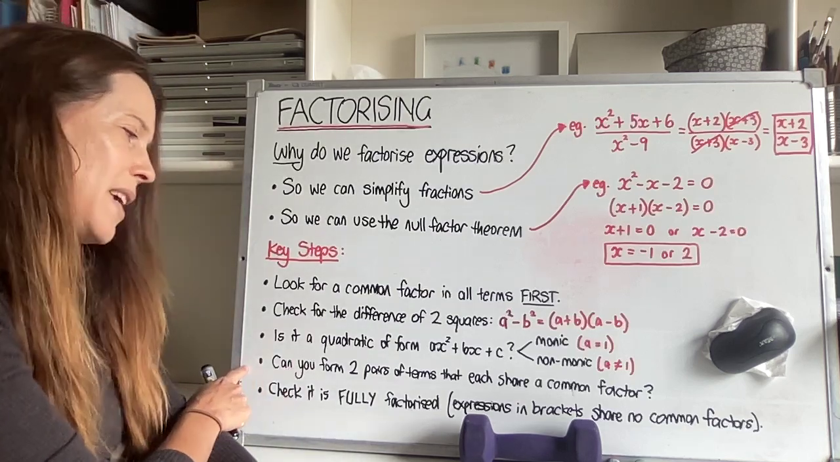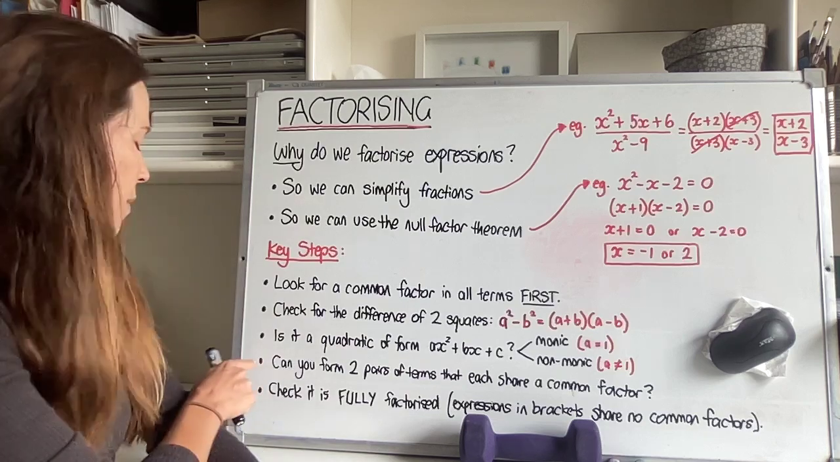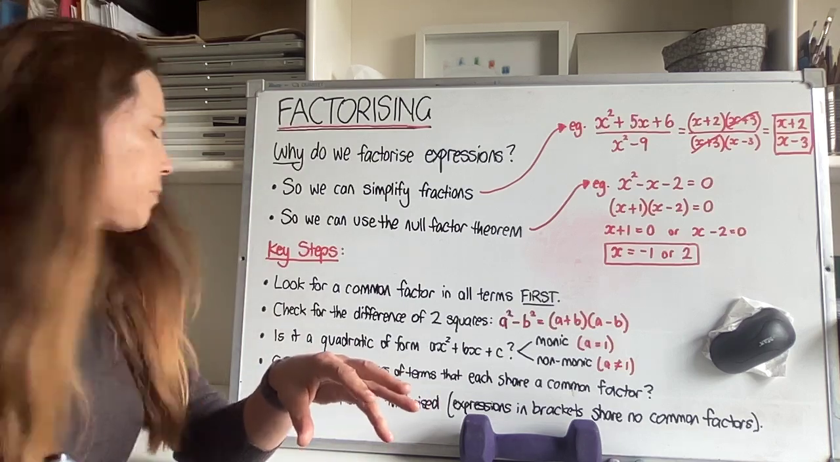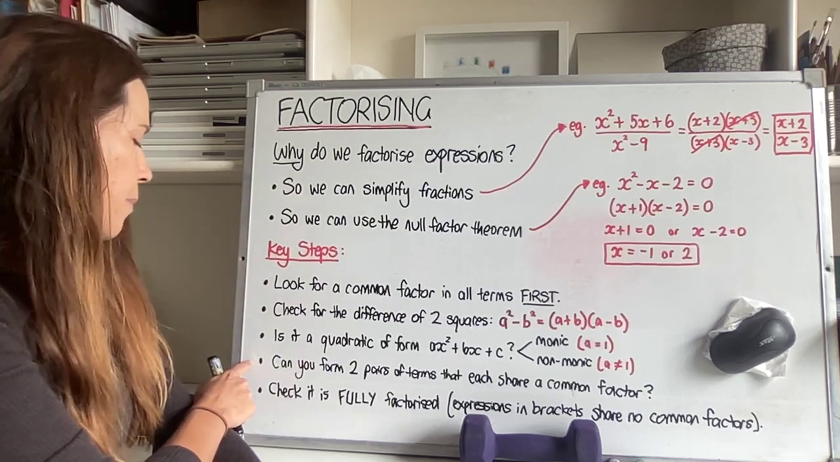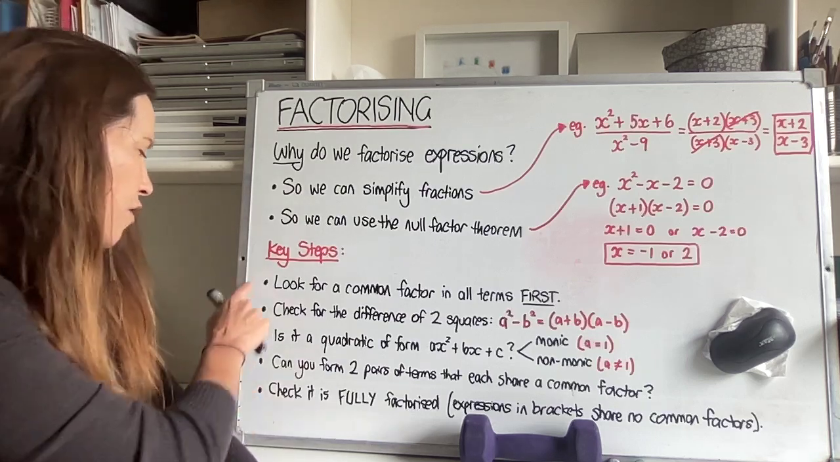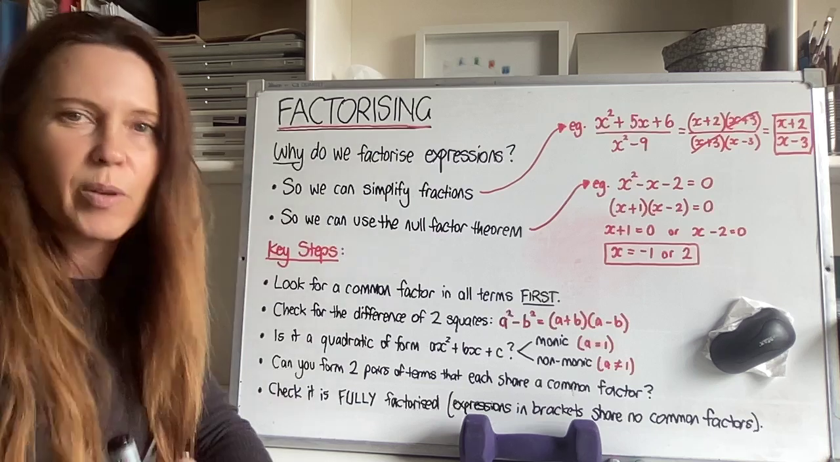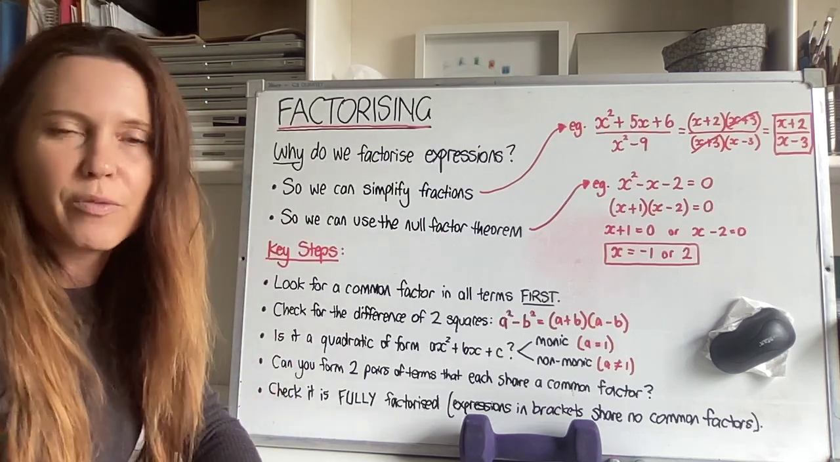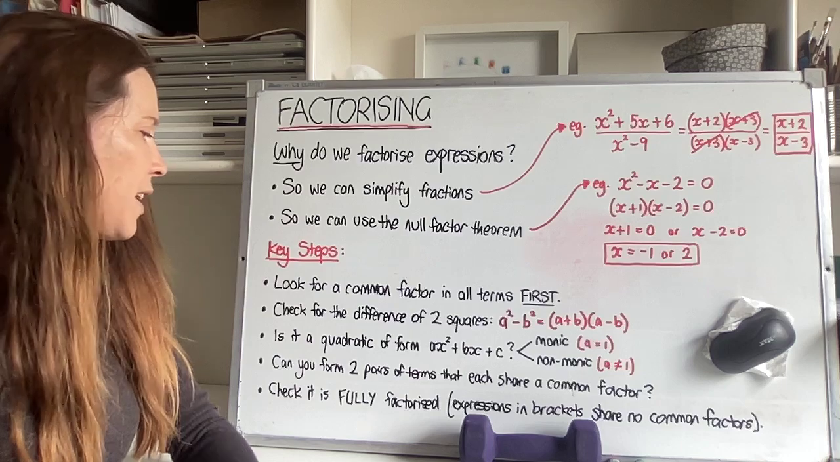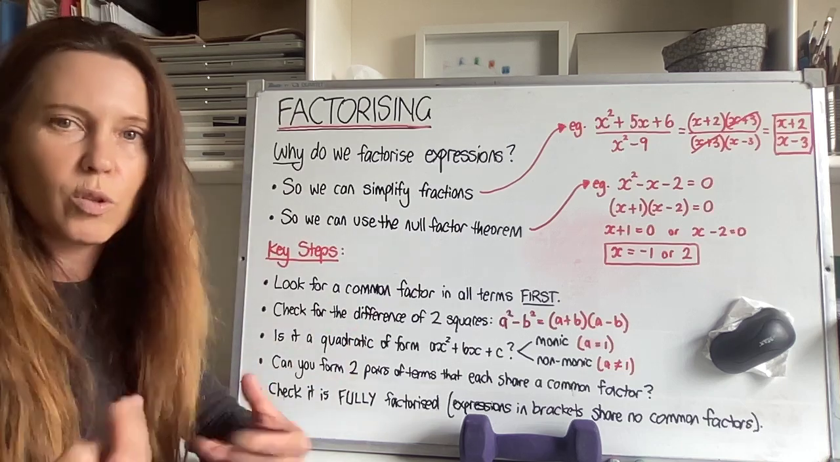Can you form two pairs of terms that each share a common factor? Now, this might happen if you've got, say, 4 terms, and you can't see how to factorise it any other way. This is a backup. And then once you've been through this list, basically go through it again, because you'll need to check that you have fully factorized an expression. So it might be that you've actually done some factorizing, but you're not all the way there yet.